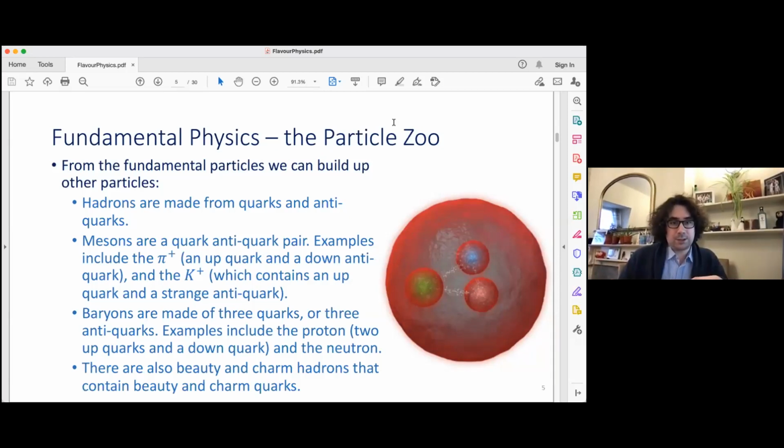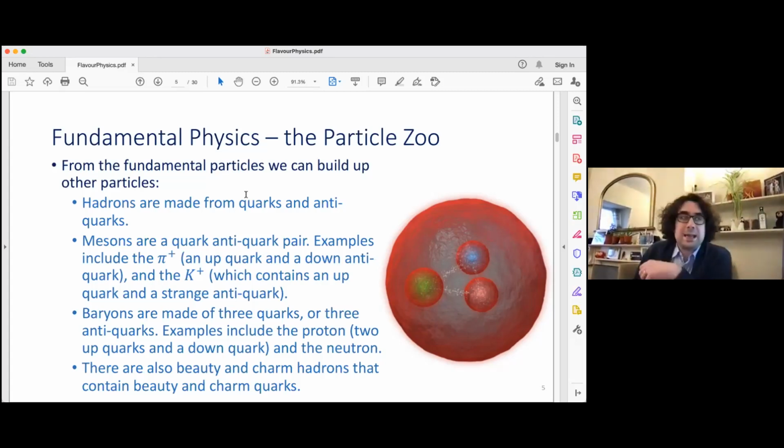And examples include the pion, which is an up quark and a down antiquark, and the kaon, which includes an up quark and a strange antiquark. If you wanted to talk about baryons, there you're talking about particles made of 3 quarks, or antibaryons are made of 3 antiquarks. And examples there include the proton and the neutron. And there are also beauty and charm hadrons that contain beauty and charm quarks and so on.